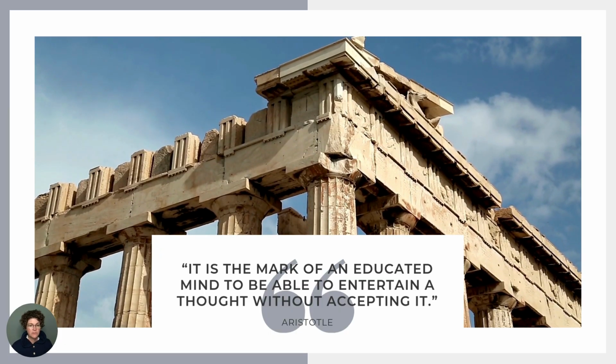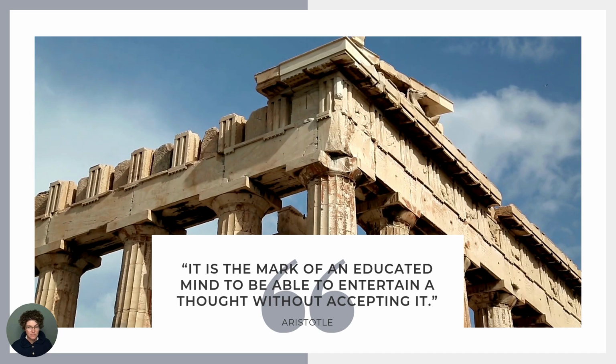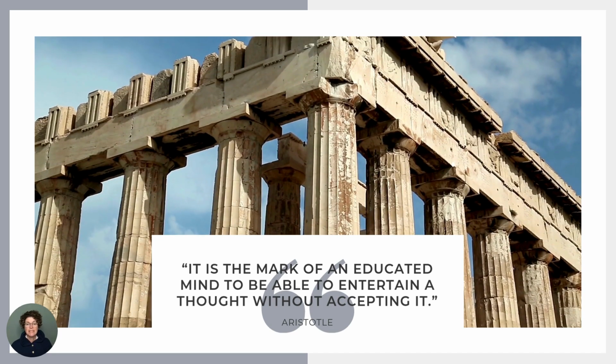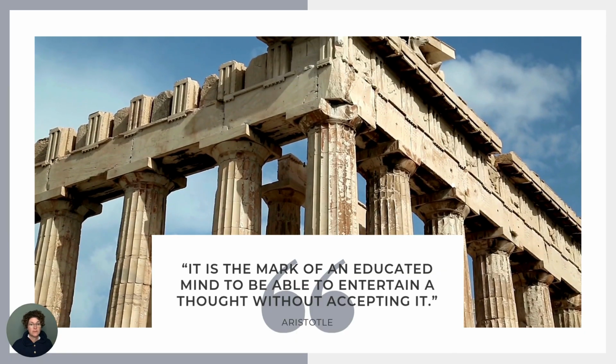Keep this in mind when you're developing your thesis statements. Maybe you want to test them. Maybe you want to move away from what they're saying. You don't have to agree with philosophers.